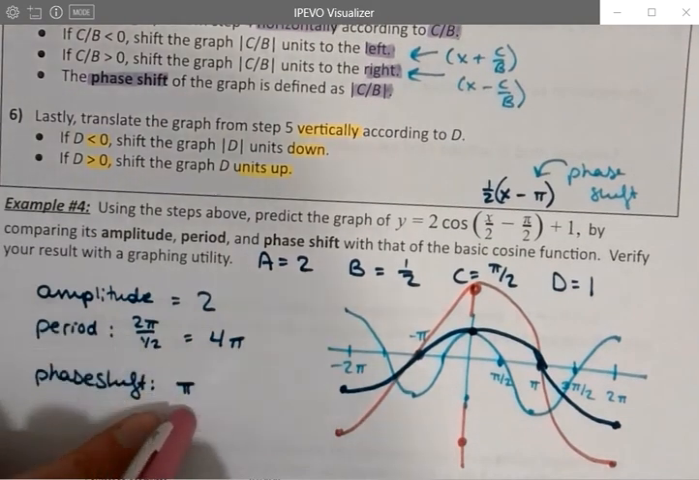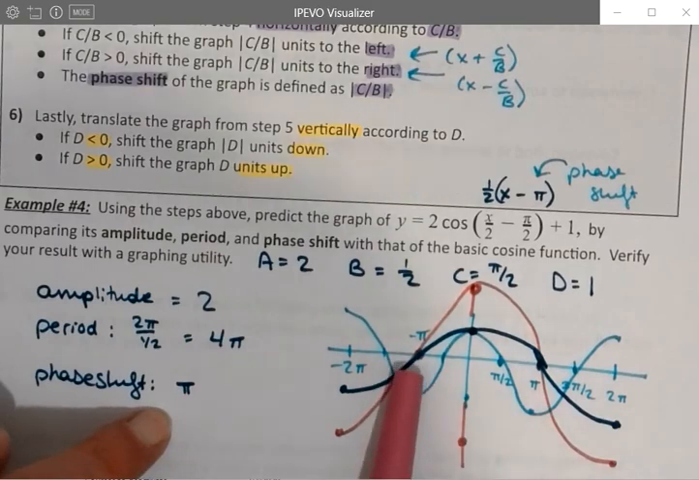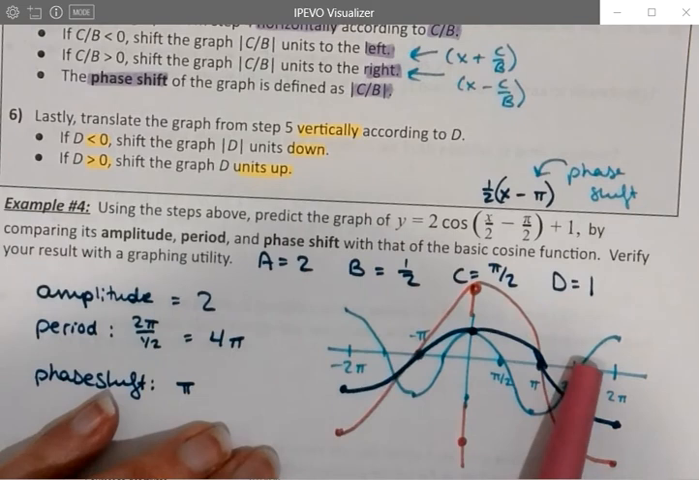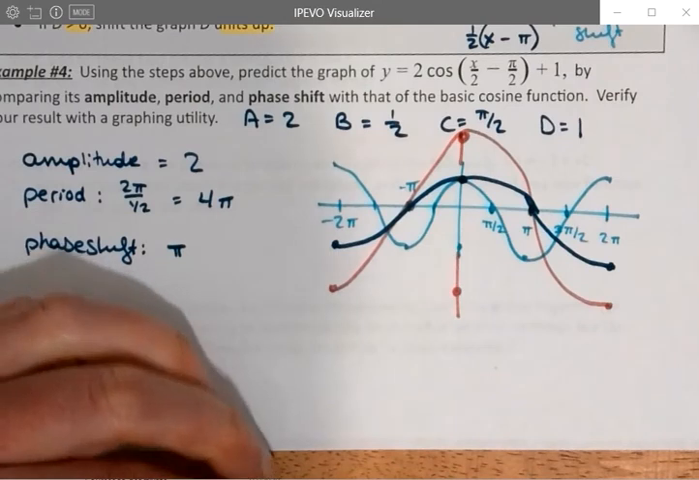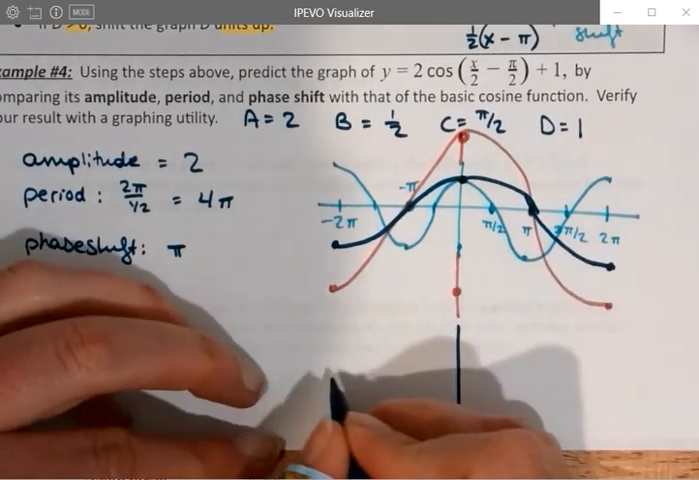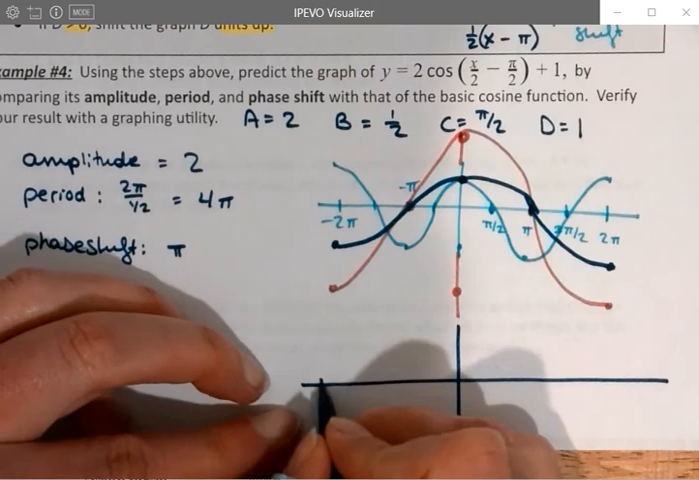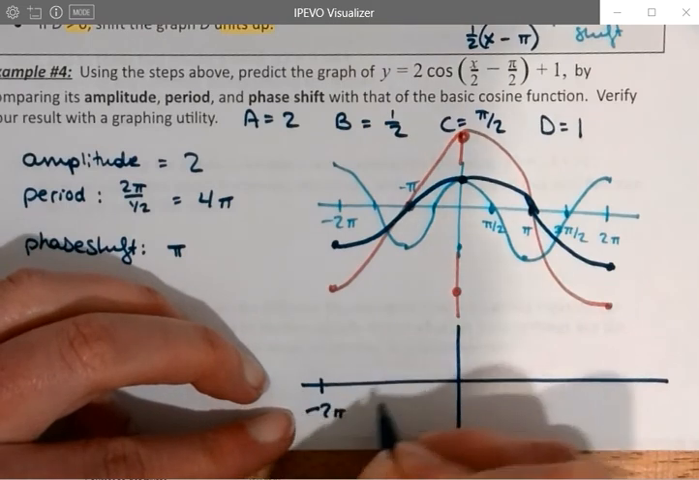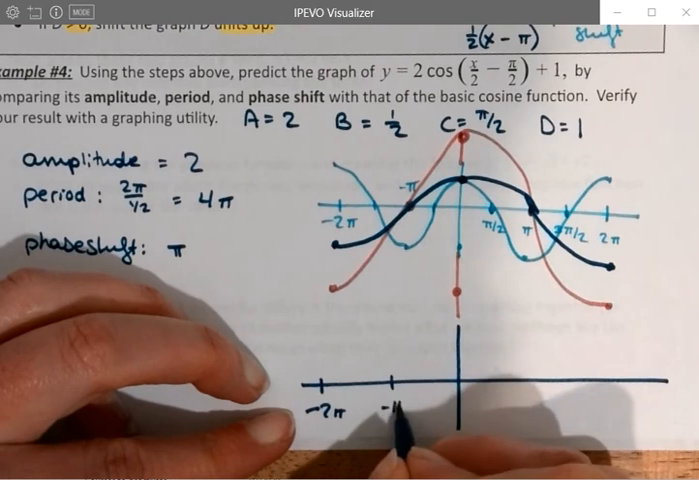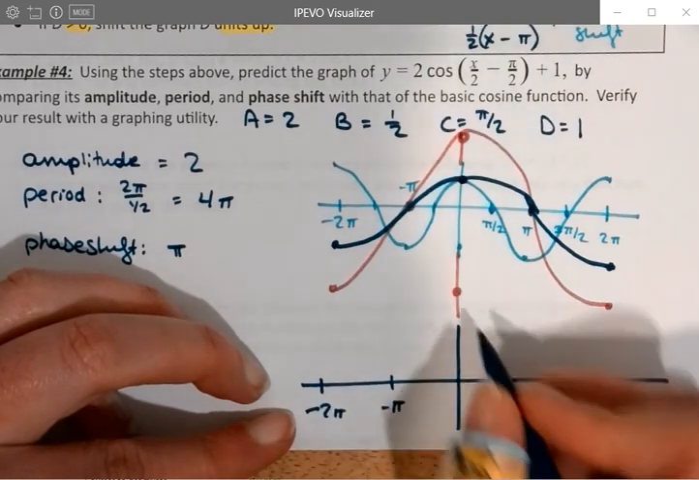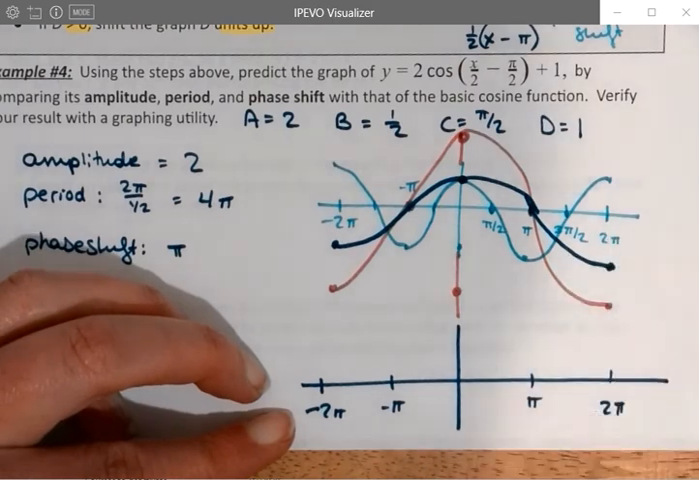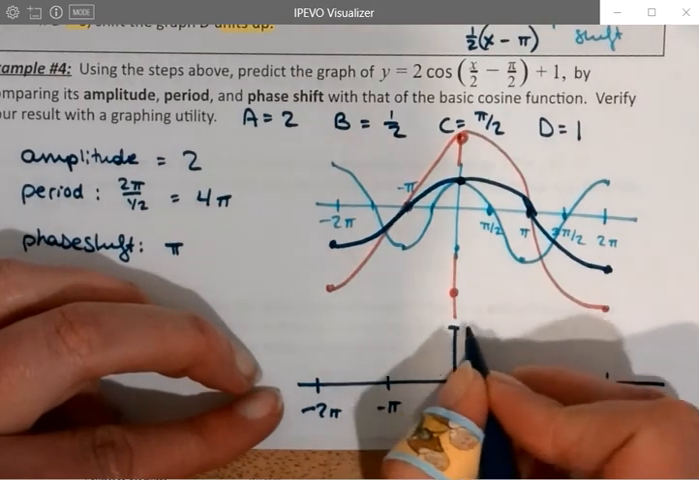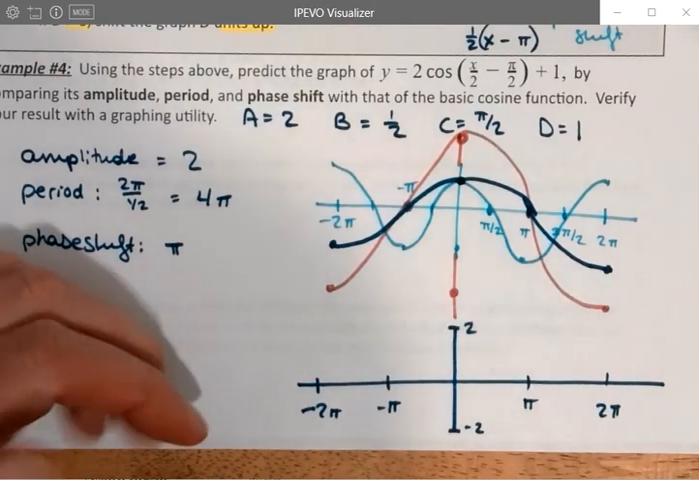Let's phase shift by pi. Okay, so a phase shift by pi is going to take everything and shift it to the right pi units. So I'm going to draw another pair of axes below here. So I've got my -2 pi. We've got our -pi. I'm not even bothering to put the other tick marks for right now. We've got our pi, and we've got our 2 pi. I just want to line it up. Okay, so that's going to be 2, and that's going to be -2.